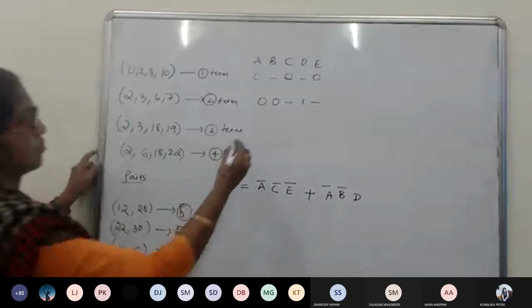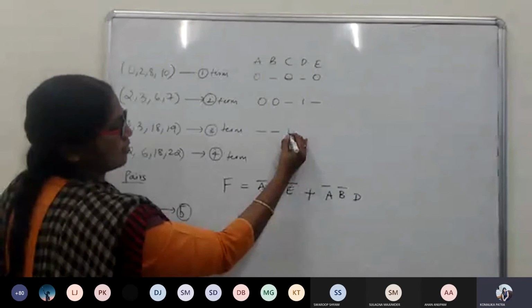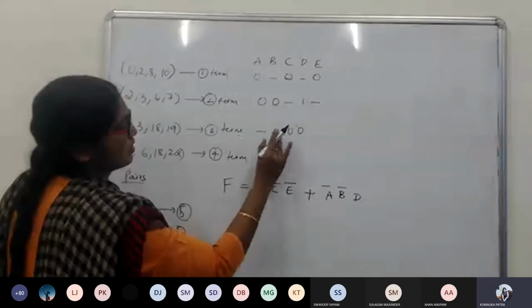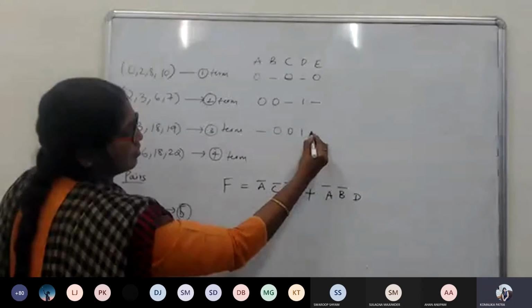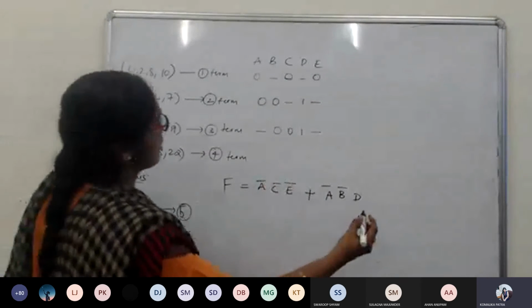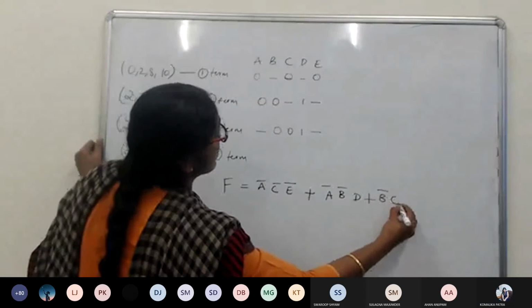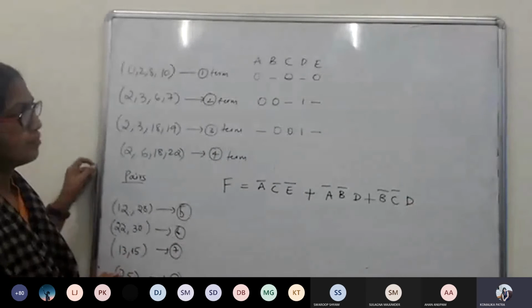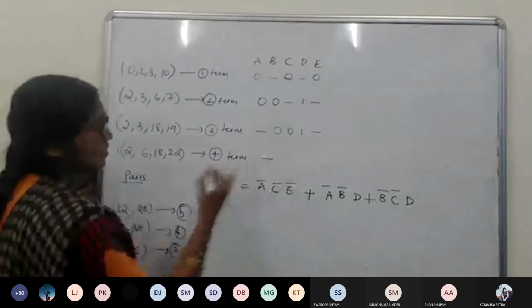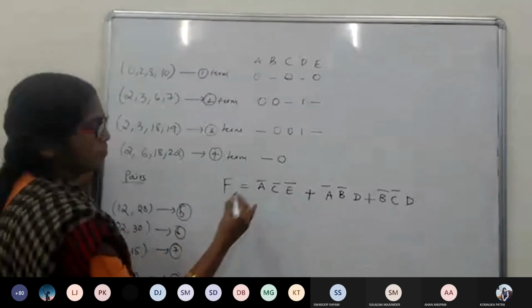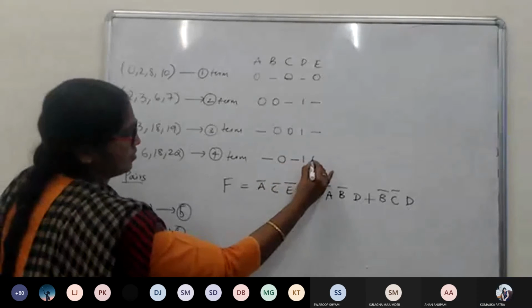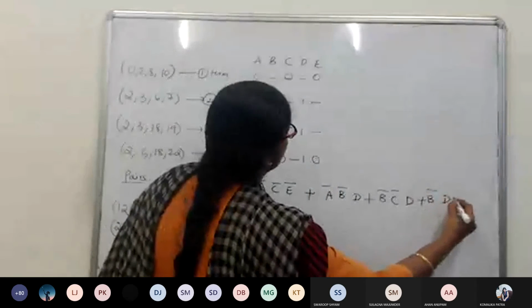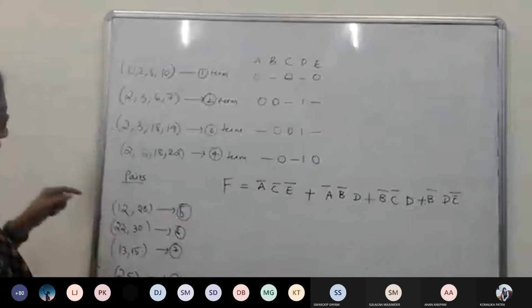Now what about this? Bar 0, 0. 1 bar. So this will be your B bar, C bar, D. Okay, third term is done. Fourth term: bar 0, bar 1, 0. So now this one will be your B bar, D, E bar. Okay, now comes your pairs.